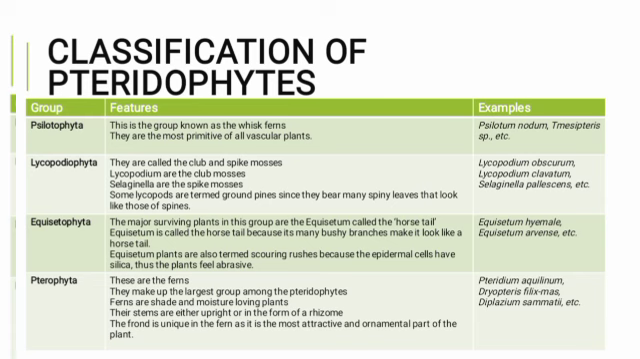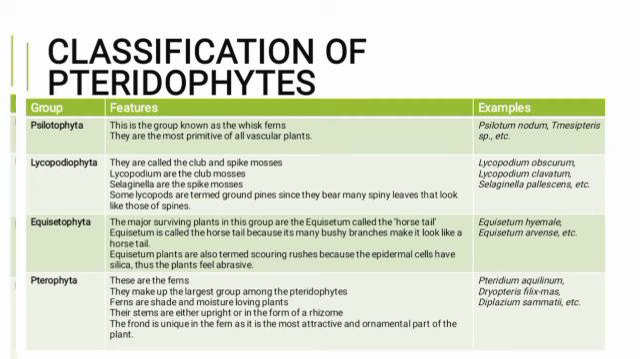Let's look at the classification of pteridophytes. Generally, we can break them into 4 groups. The first group is the Psilophyta, the second group is the Lycopodiophyta, and then we have the Equisetophyta and the Pterophyta. Psilophyta are known as the whisk ferns. They are the most primitive of all vascular plants, and you have an example there, Psilotum nudum.